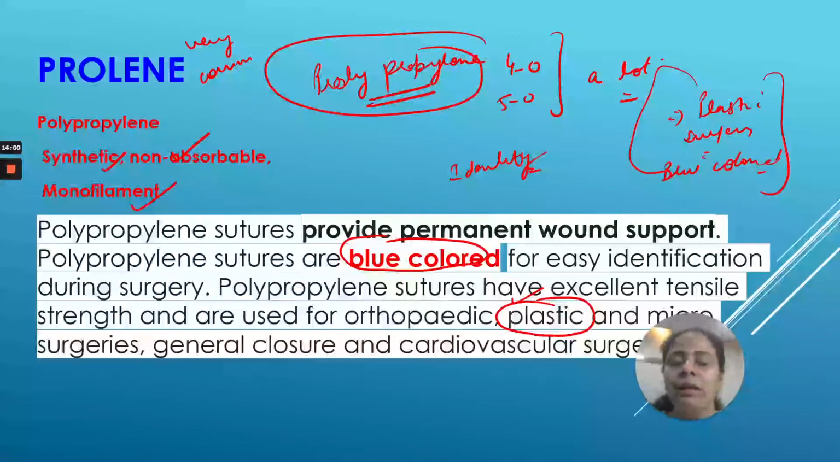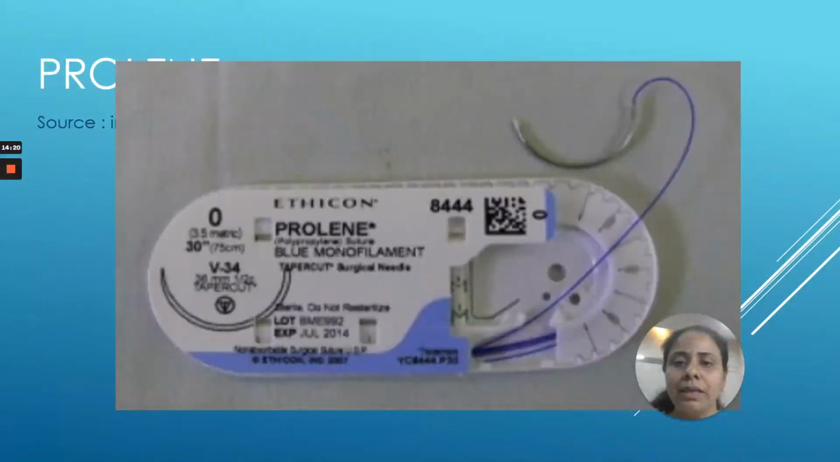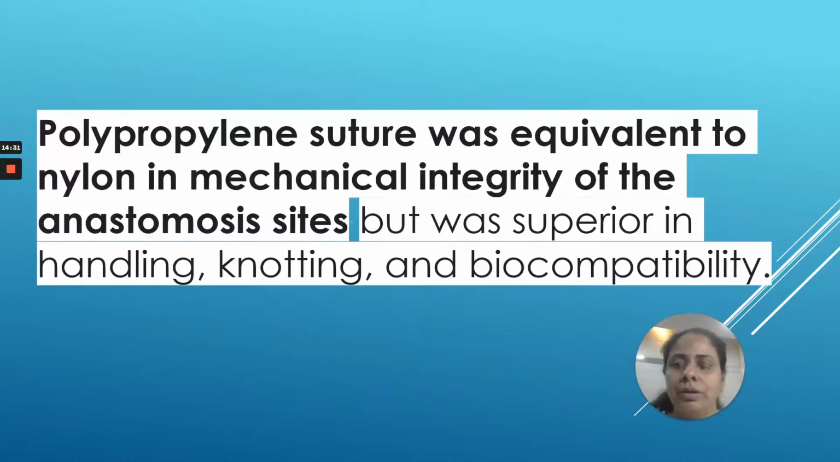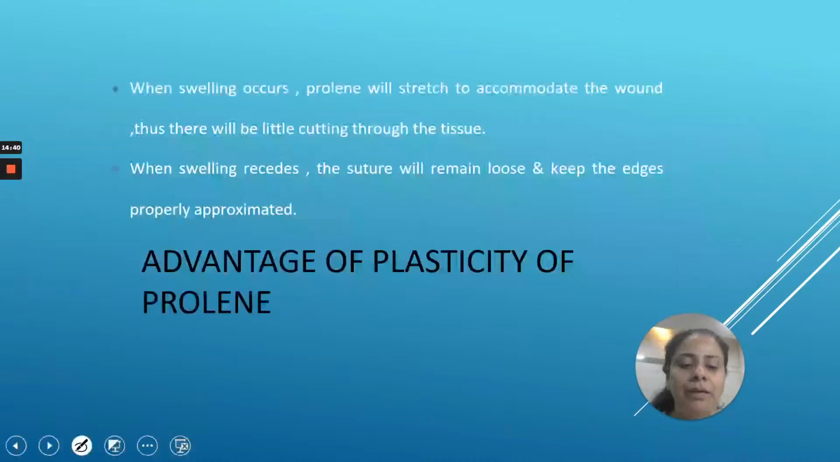Between nylon and Prolene, I will always prefer Prolene, and their knot tying ability is very nice, and they do not get untied, and the handling is beautiful, color is beautiful, and strength is beautiful. So I anyway prefer Prolene for my extraoral suturing as compared to nylon. So this is how a Prolene suture looks like. This is a beautiful royal blue color here, and it is a monofilament suture. As I have already told you, they are very good at handling, knotting and biocompatibility.